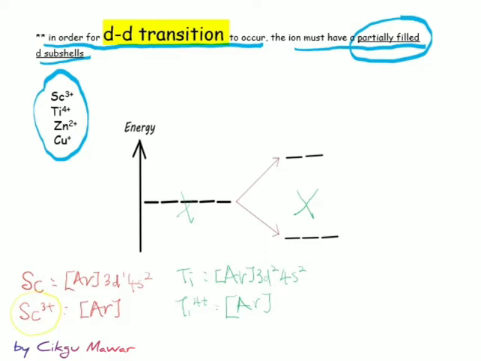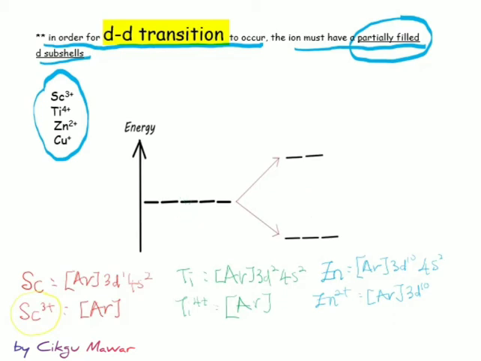Now we take a look at the third ion, which is zinc. We know that the atomic number of zinc is 30, so argon 4s2 3d10. It is a fully filled orbital. For zinc 2 plus, the 4s2 electrons are removed, so it forms the electronic configuration 3d10.